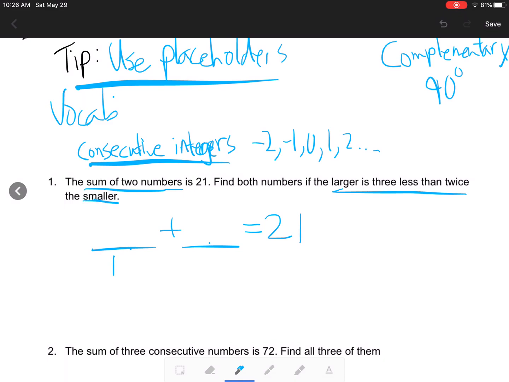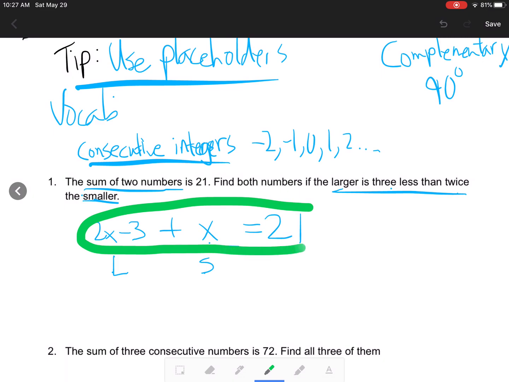Well, I'm going to put an L here and an S there. Larger, smaller. We know nothing about our smaller number. It is a complete unknown. So we're going to put X there. Then let's take a look at the larger. We're told it is 3 less than twice the smaller. So twice the smaller, and then 3 less is going to be -3. Now we have our equation right here.